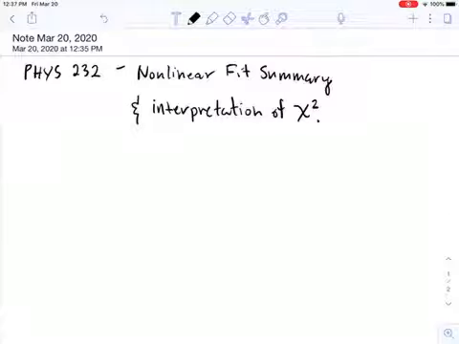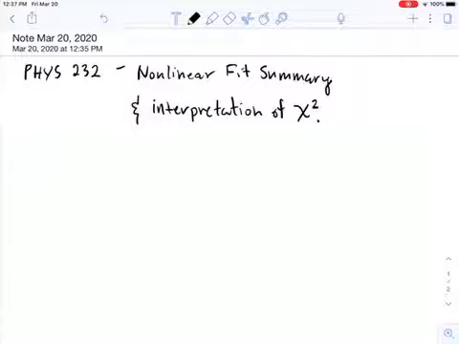What I want to do in this video is to, first of all, just summarize what we discussed about some possible nonlinear fit strategies. And then after that, what we can try to do is see if we can come up with some kind of intuitive interpretation of what the value of chi-squared tells us. Does that tell us anything meaningful?